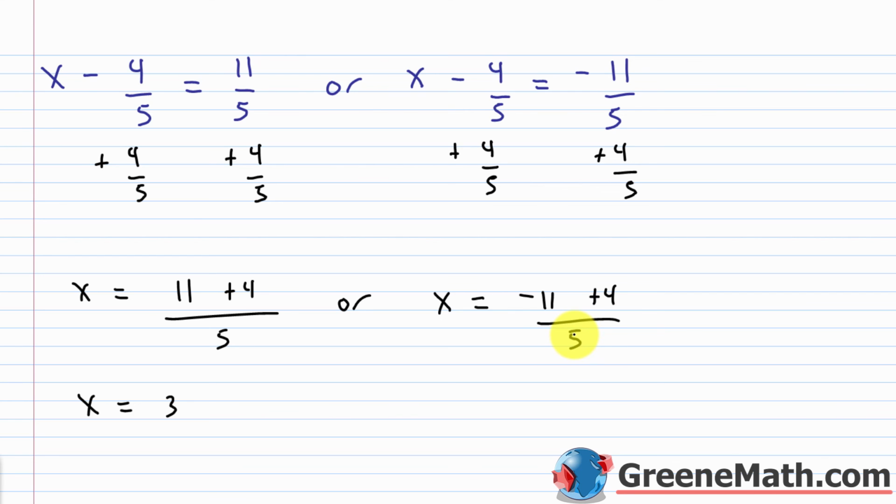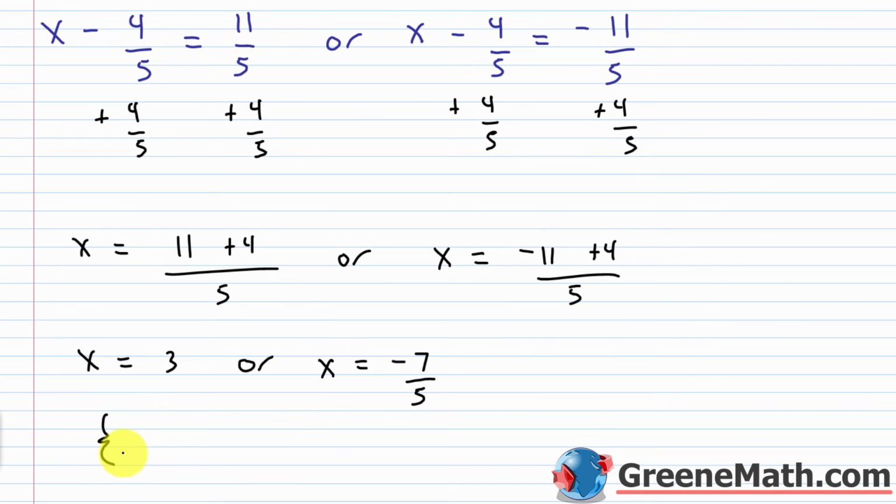Negative 11 plus 4 is negative 7. So negative 7/5. So x equals 3, or x is equal to negative 7/5. So in solution set notation, we'll go ahead and say this is negative 7/5, comma 3. And again, if you want to check these, go back and plug negative 7/5 in for x in the original equation. Verify the left and the right side are equal. Then plug 3 into the original equation for x. Verify the left and the right side are equal.